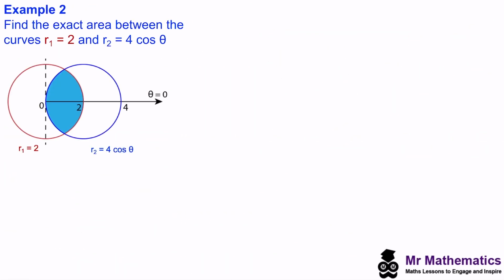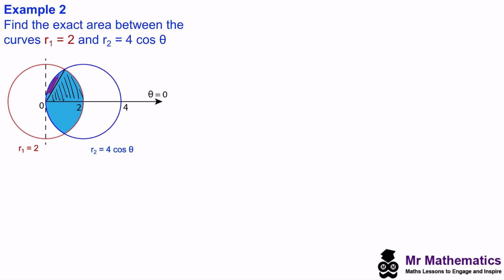Okay, so for example 2, we've been asked to find the exact area between the curves R1, which is this red one, and R2, which is this blue one. Rather than trying to find the entire area, we're just going to focus on this top half. So we'll find this area and then we'll double it. So to work out the top half, I'm going to split this into 2 shapes. We have this region, which we'll colour in black, and this region, which is in purple.